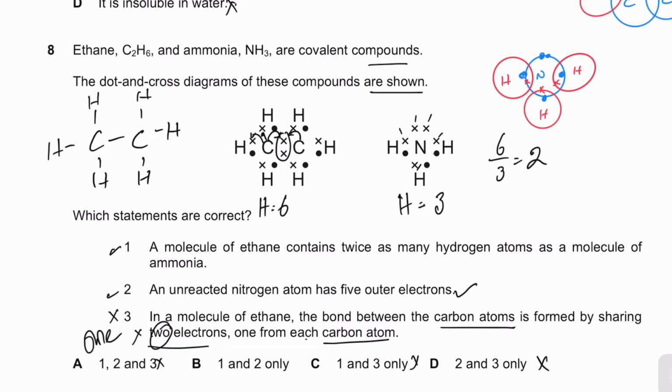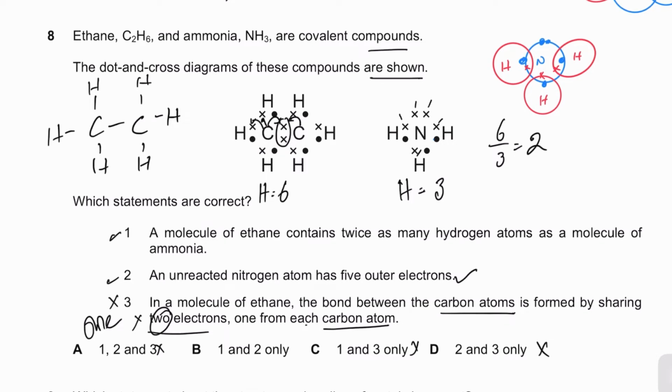So 1 electron over here, 1 electron over here, 1 electron over here, and then we have one electron over here, the other electron over here. So 1, 2, 3, 4, 5. So 1, 2, 3, 4, 5, 6, 7, 8.